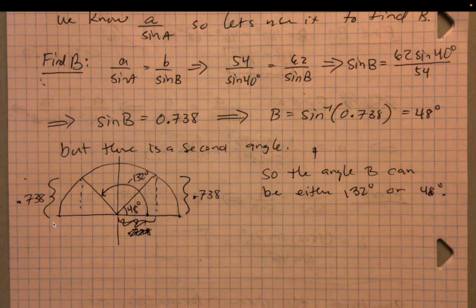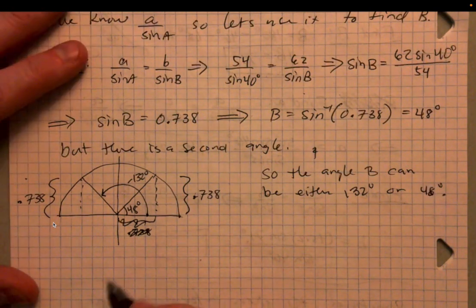We don't know which yet, and in fact, there's no way to tell which. There's not enough information given in the problem to pin down one or the other. Okay? And so we actually end up having two separate triangles.